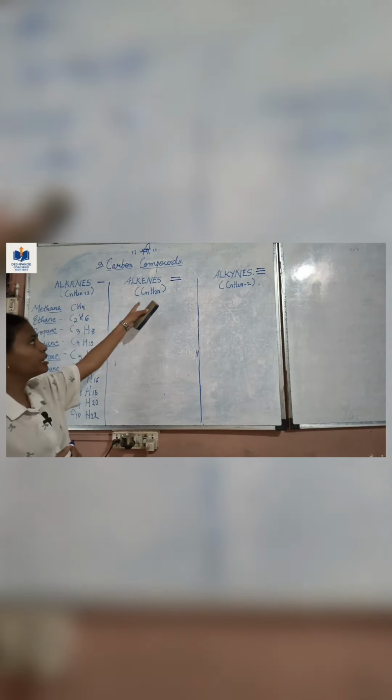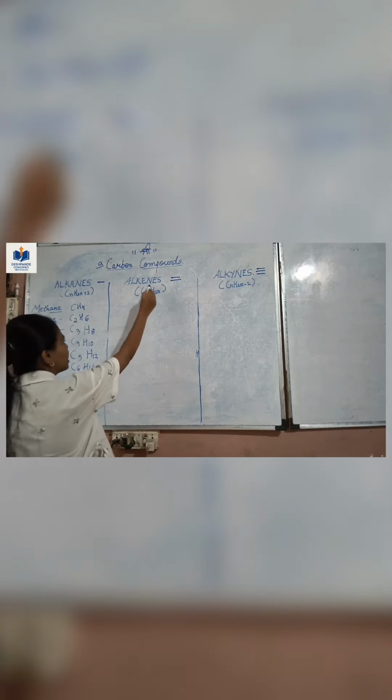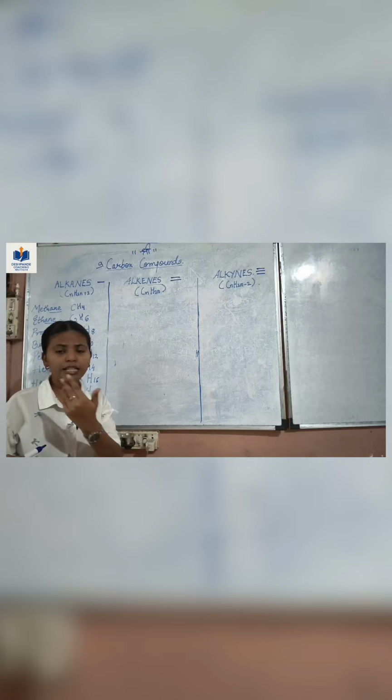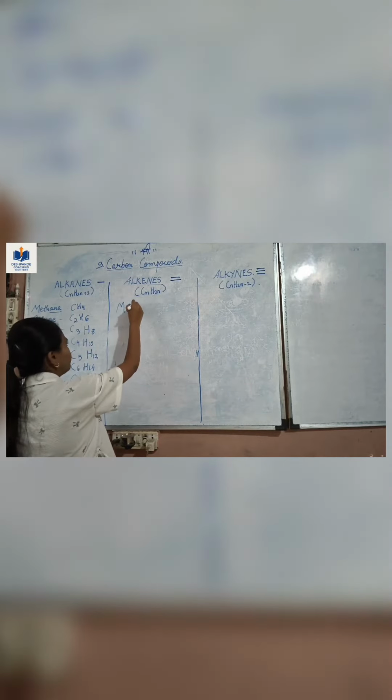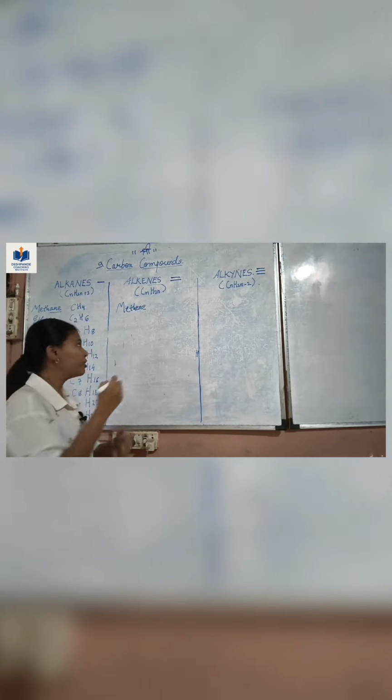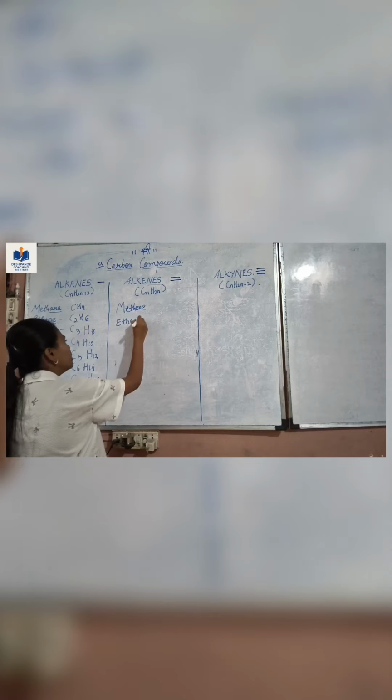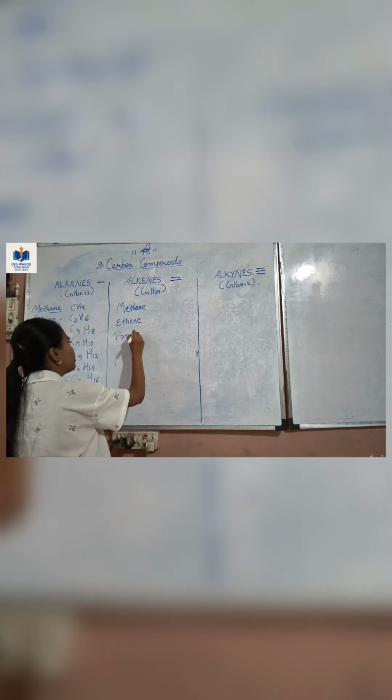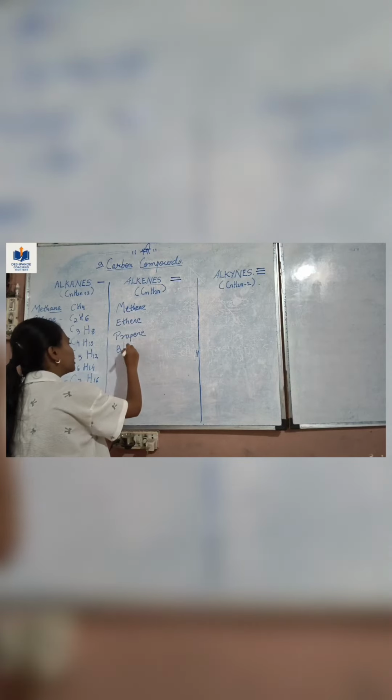Points, and the formula is CnH2n. So it is alkene. So the ending will be ene instead of ane. So what will be the first compound? It is methene instead of methane. The second member will be ethene. The third member will be propene. The fourth member will be butene.